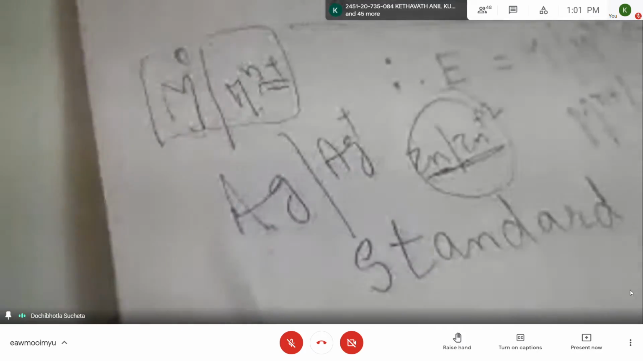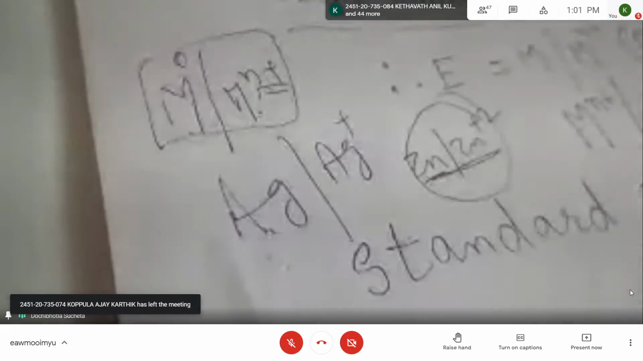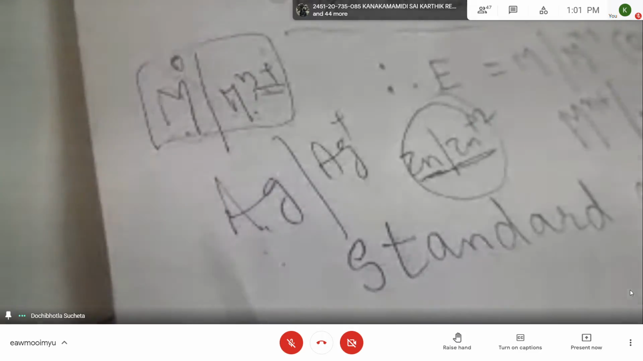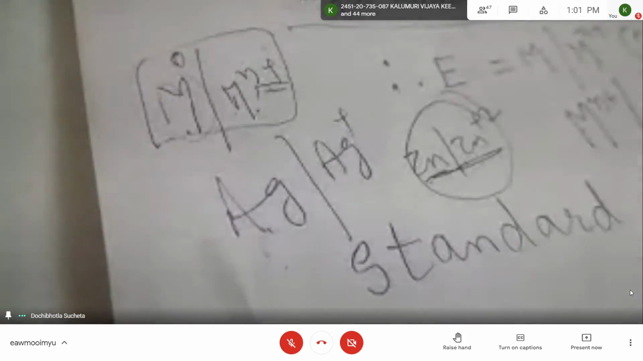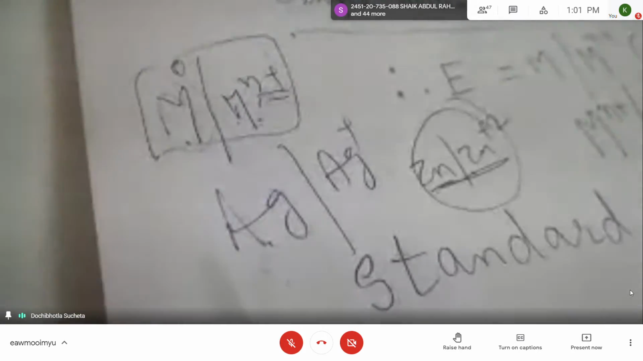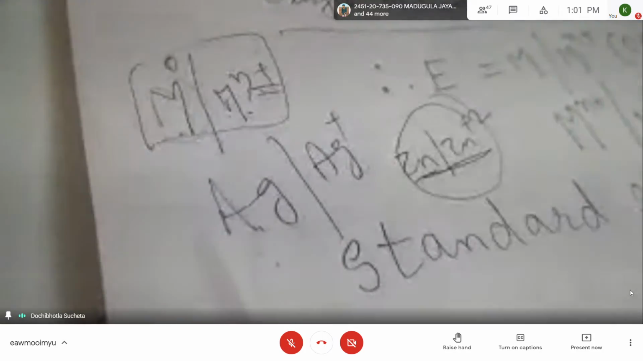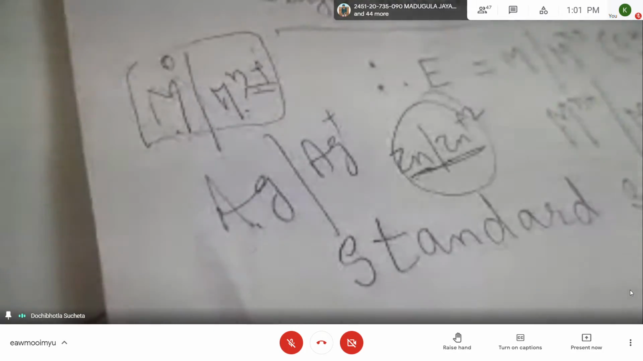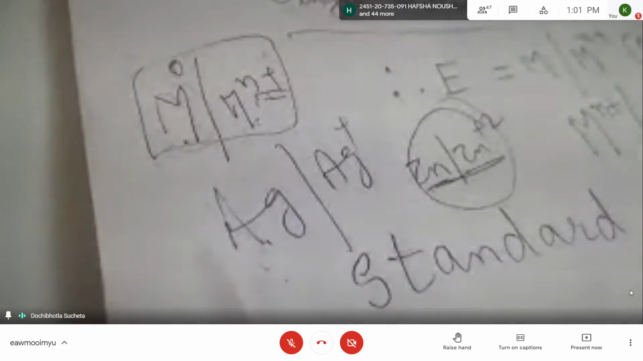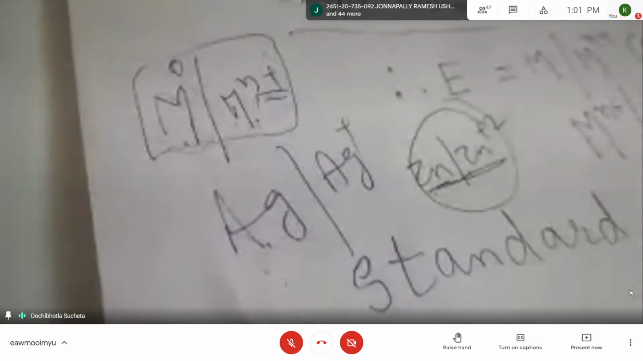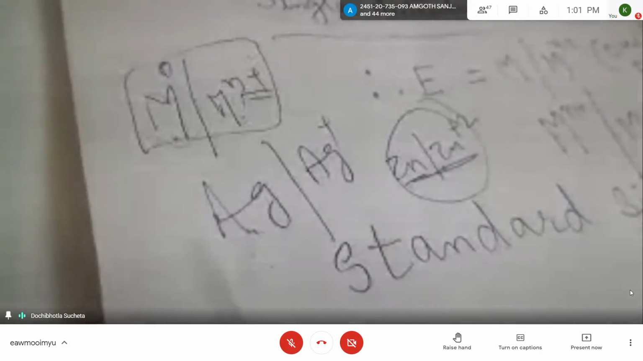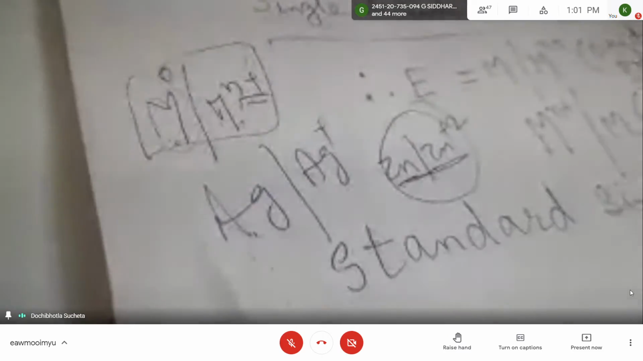See, if I'm taking copper dipped in copper sulfate or CuCl2, in both cases the oxidation state of copper is +2. Is it not? Still, the electrode potential remains the same. It will not depend upon the counter ion, but it depends upon the pure metal and the metal ion in which it is dipped. The single electrode potentials depend upon the temperature and the concentration of the ions.